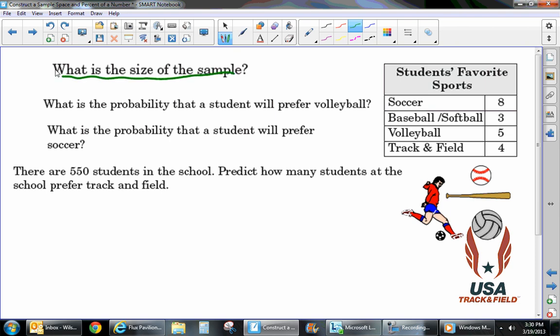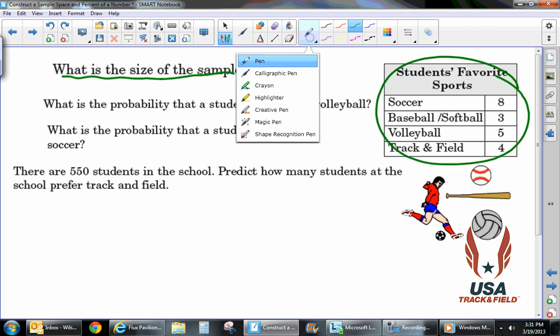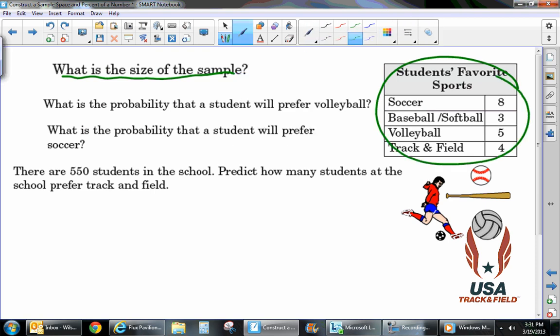So if you look here, here is the data in the table, and it turns out that there are 20 total students that were surveyed. I get that number by adding 8, 3, 5, and 4. So there's a total number of 20 students that were surveyed.